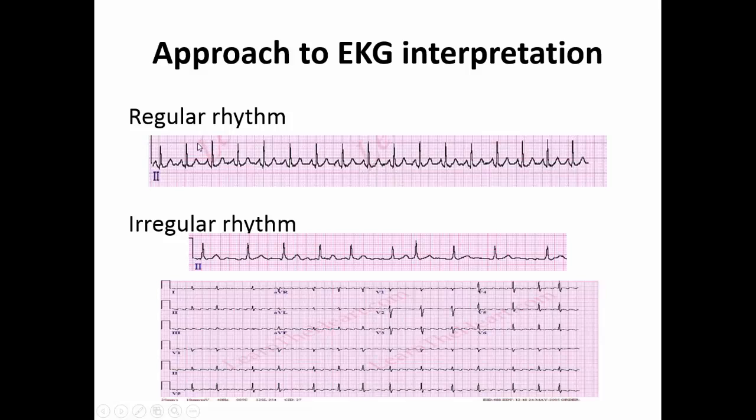So when we talk about a regular rhythm, what we mean is the time between each QRS complex is very similar from beat to beat. There's a P wave in front of every QRS complex, so this is a regular rhythm.